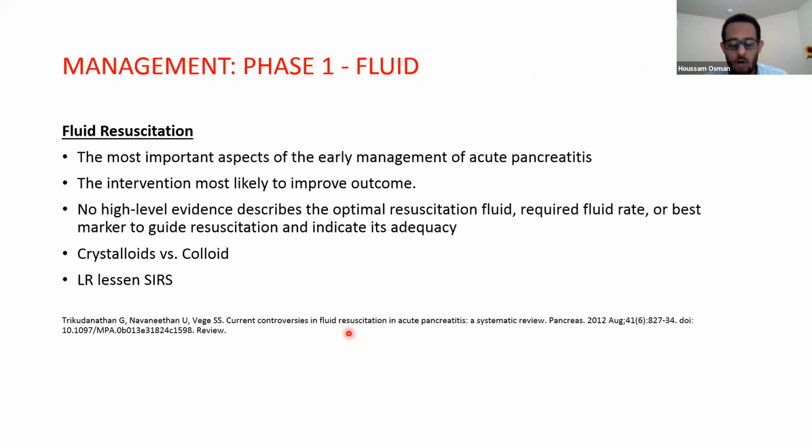I can tell you in our practice in Dallas, we use crystalloid, we use lactated ringer. We use lactated ringer because we believe it will lessen the SIRS response. And we know that resuscitation with a high volume of normal saline will cause metabolic acidosis, and it can ruin some of the parameters that we look at.